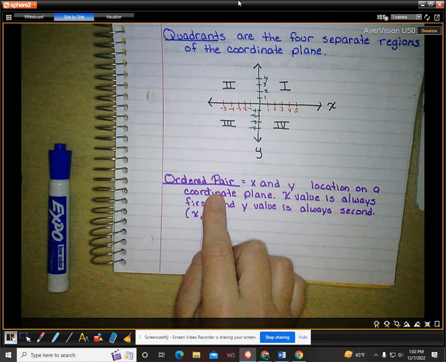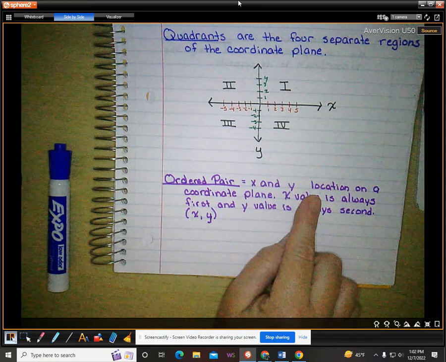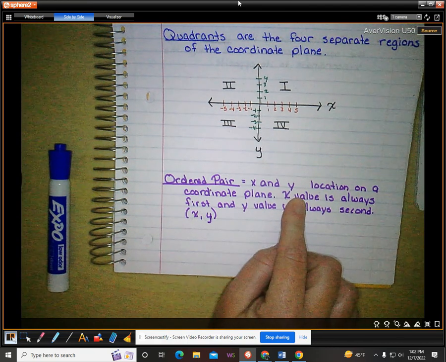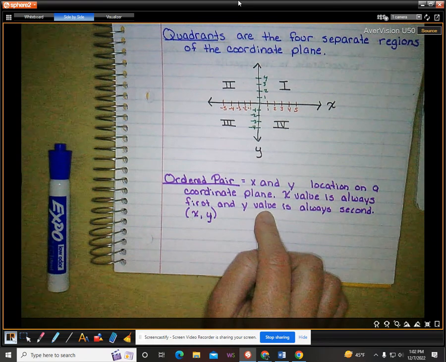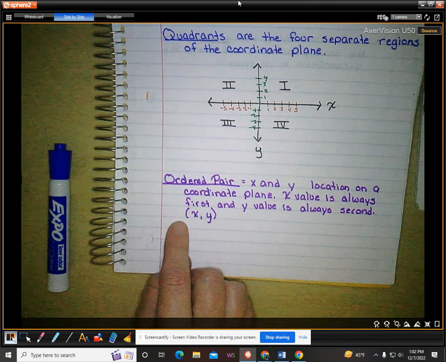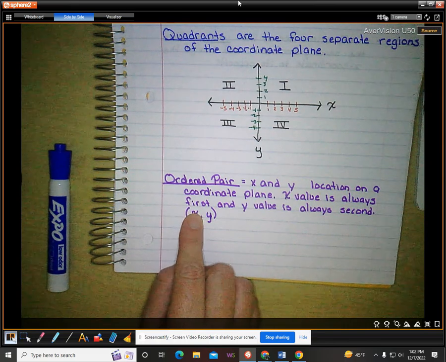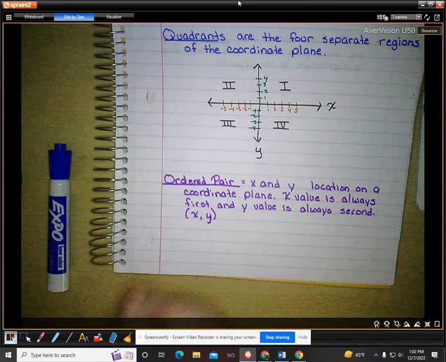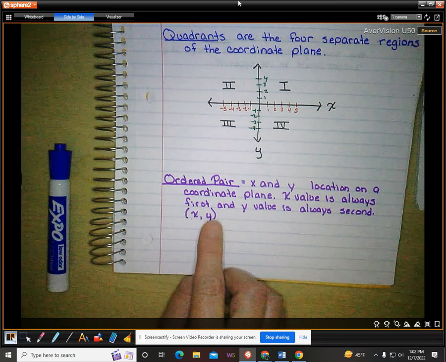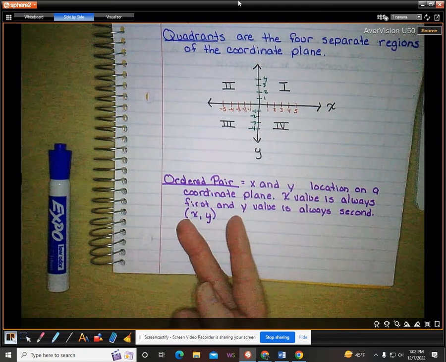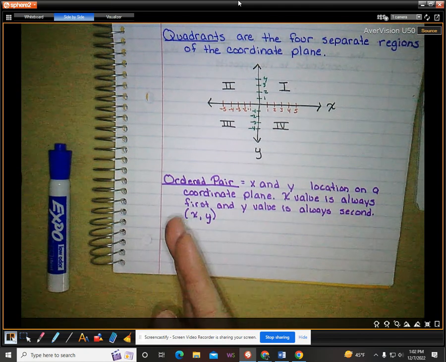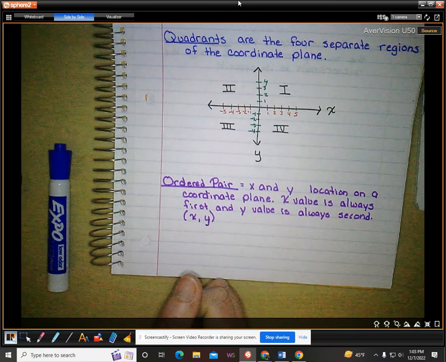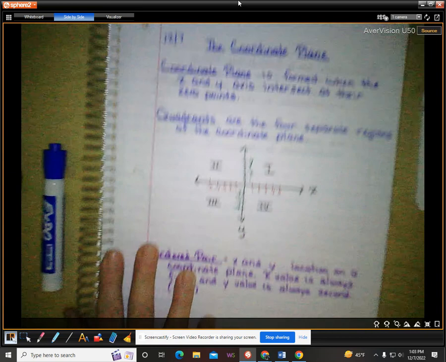So an ordered pair is X and Y location on a coordinate plane. And I'm going to go over plenty of examples. X value is always first. Y value is always second. And it's always written parenthesis, X, comma, space, Y, parenthesis. If you switch them and you put the Y location first and the X location second, you will miss all of them. Okay, so we have to be careful with that.